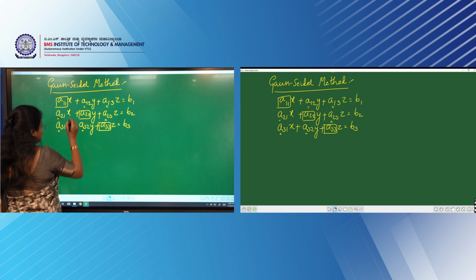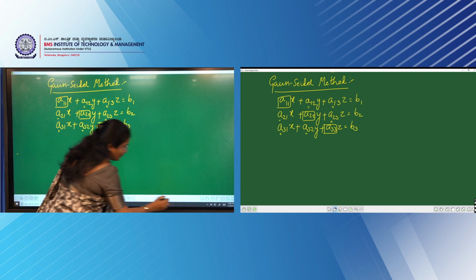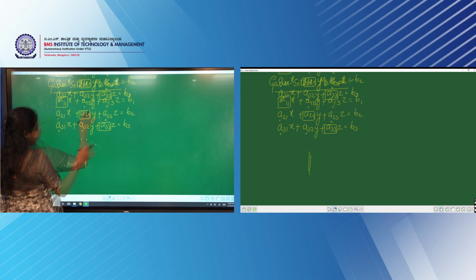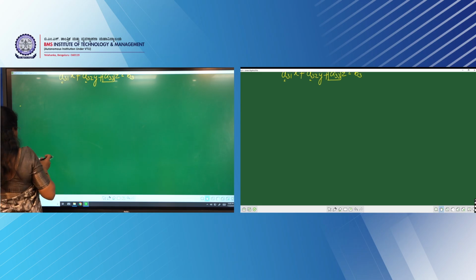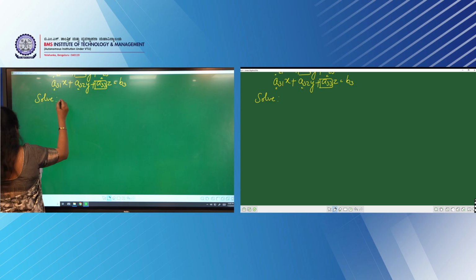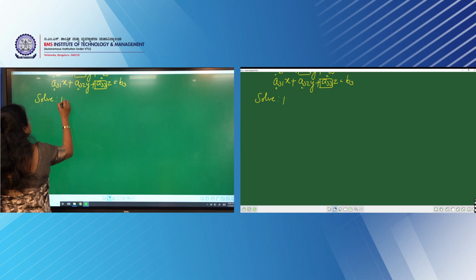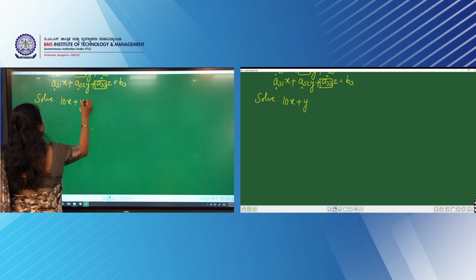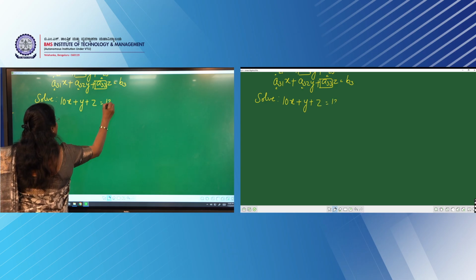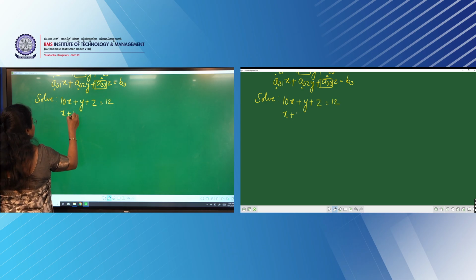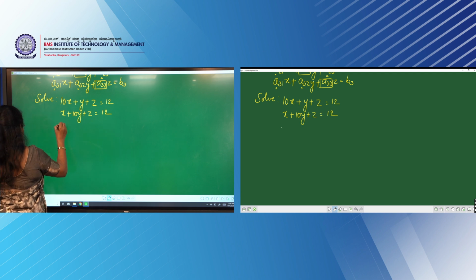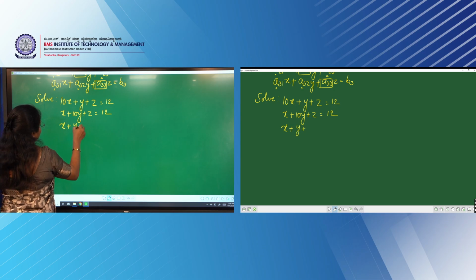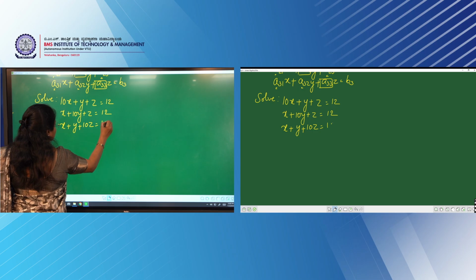Later, I will take one problem and explain how to solve this. Now we will consider one equation and see how to write the diagonal dominant form. So, solve the system of equations using the Gauss-Seidel method. 10x plus y plus z is equal to 12. x plus 10y plus z is equal to 12. x plus y plus 10z is equal to 12.